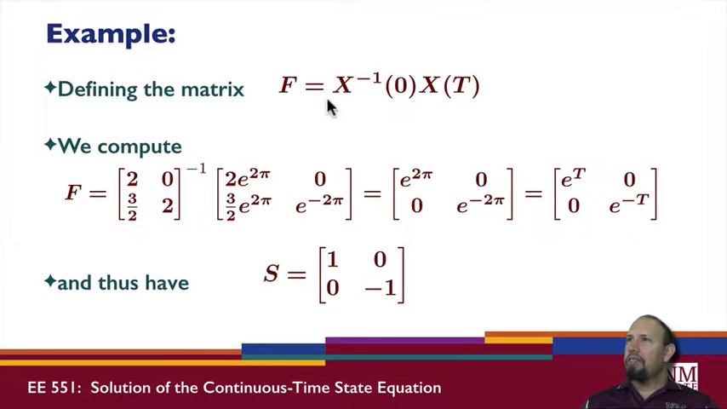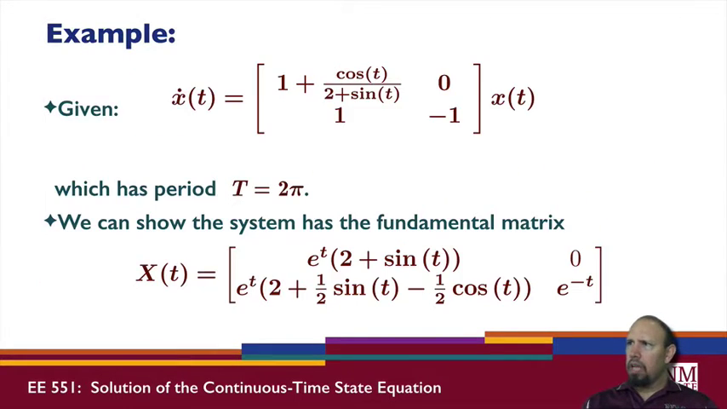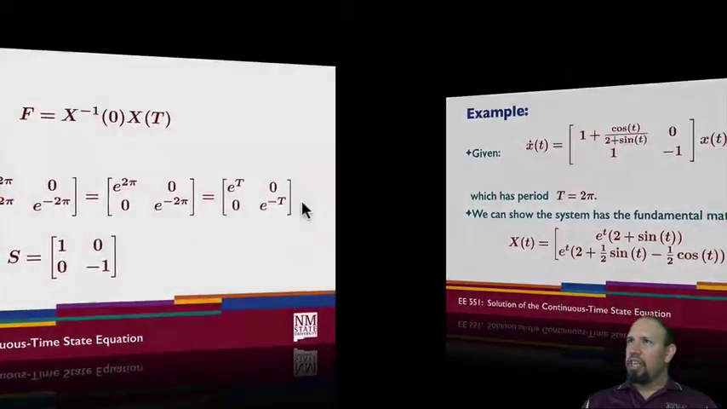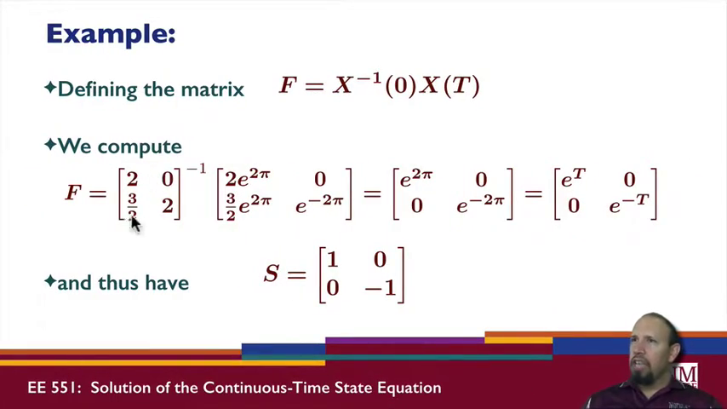We can now define F to be this matrix, X inverse at the initial condition times X of t. So we actually defined X to have initial condition equal to identity. Actually, I take that back. This is a fundamental matrix of solutions, but it's not the one that has the identity at 0. It actually has this value at time 0. So in this case, multiplying it out, I get this expression.